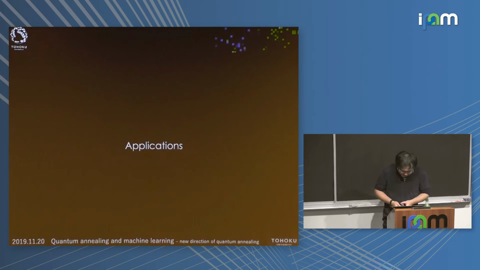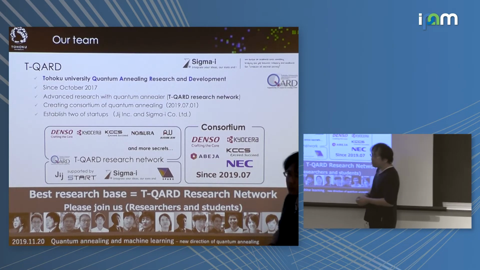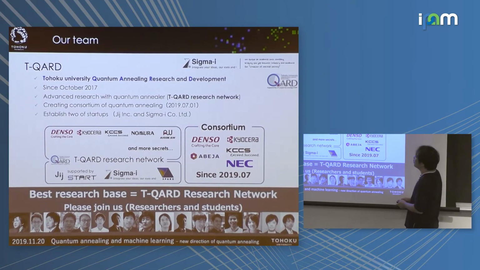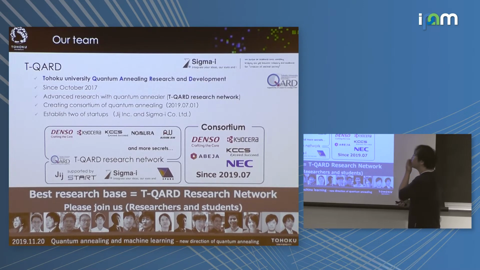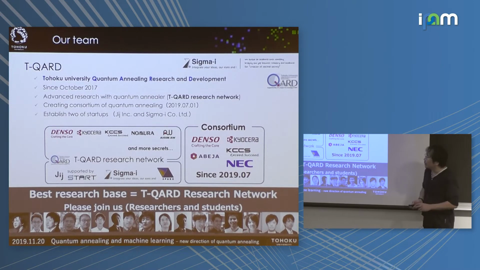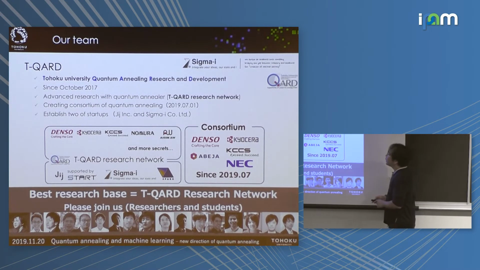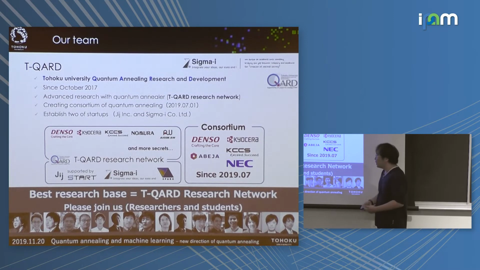So now, yes, we show some applications list. Because in Tohoku University, we have some groups using the D-Wave 2000Q, and the Tohoku University Quantum Annealing Research and Development since October 2017. We perform advanced research with quantum annealer, and we are creating a consortium among companies in Japan for quantum annealing.